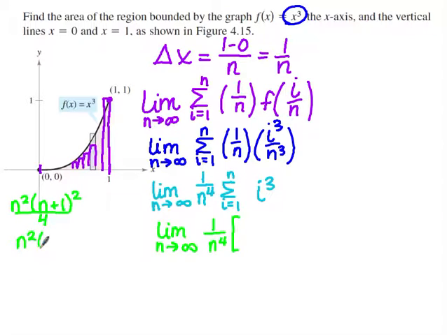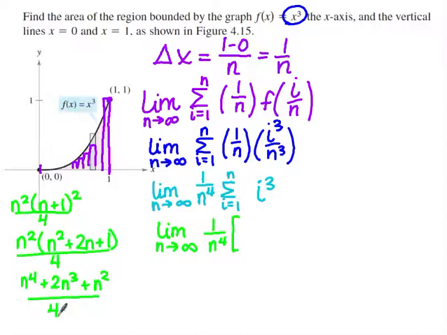So I have an n squared. Let's go ahead and FOIL that out with our trick. Remember what our trick was? First term squared, all over 4. And then let's go ahead and distribute the n squared. So I end up getting n to the 4th plus, okay, so let's go ahead and put that over here. So n to the 4th plus 2n cubed plus n squared all over 4. Yeah, you can do that.